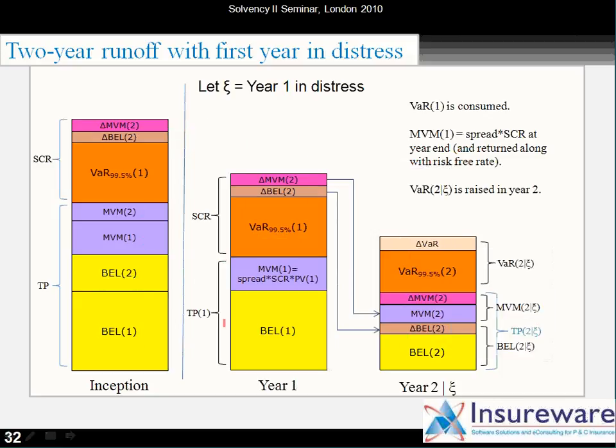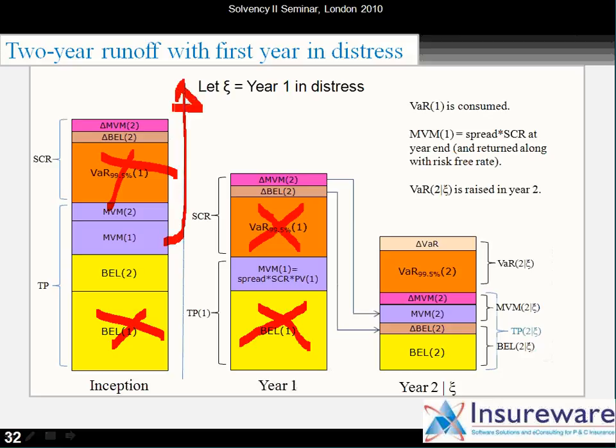If the first calendar year is in distress, we consume Bell 1, we consume the VAR, and the MVM1. Well, let's do it here. We consume Bell 1, we consume the VAR. The MVM1 also always belongs to the capital providers.